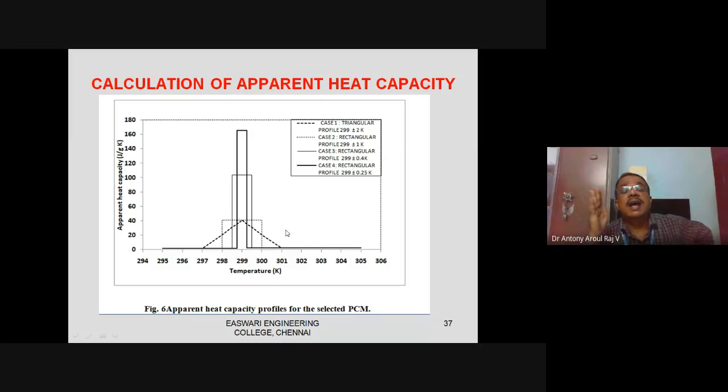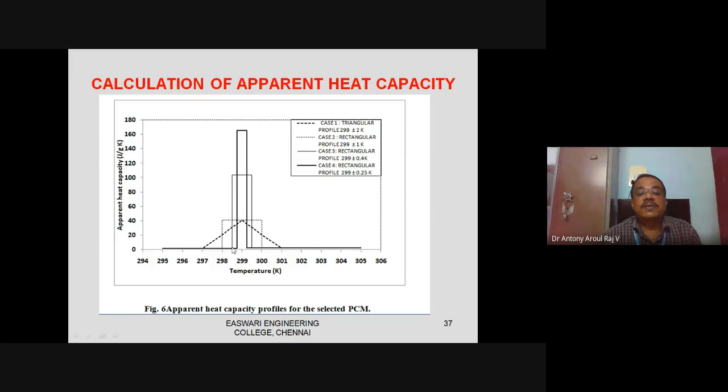While giving the specific heat, or apparent specific heat, you can give it over a small temperature range, or over a wide temperature range. If you give it over a smaller temperature range, it will be almost like a crystalline substance. If you give it over a wide temperature range, it will be like an organic phase change material. It all depends on what type of material you are using. Suppose your phase change material changes phase in 4 degrees, then there is no other option. You have to take the phase change temperature range as 4 degrees only, and calculate accordingly. Though the latent heat is the same in all these cases, the temperature range is different.